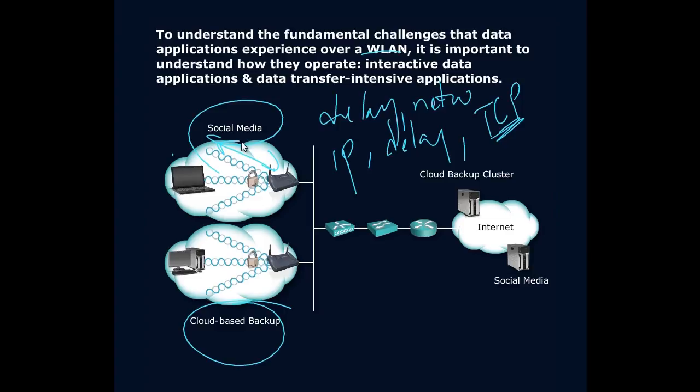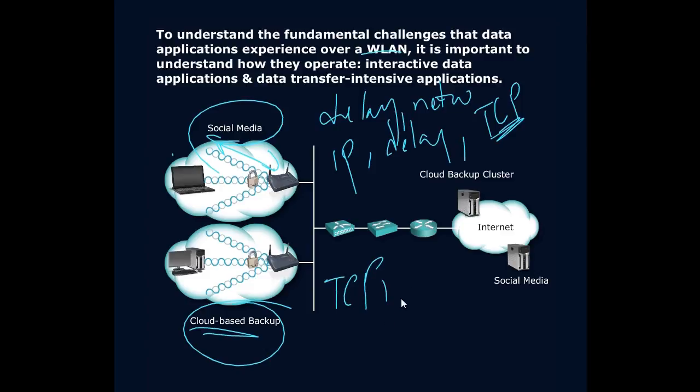Now, data transfer intensive applications such as Carbonite. So now we're down here. This is when we're moving large amounts of data, usually backing it up to the cloud. Carbonite is a great example of that. This is TCP based. So packet loss is really an issue because it means we have to retransmit.